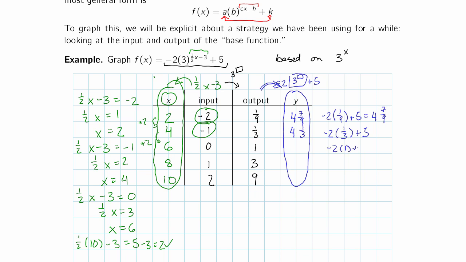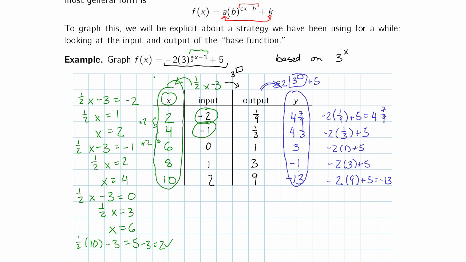-2 times 1 plus 5, that gives us 3. -2 times 3 plus 5, that's -6 plus 5 is -1. And -2 times 9 plus 5, that'll be what, -13.